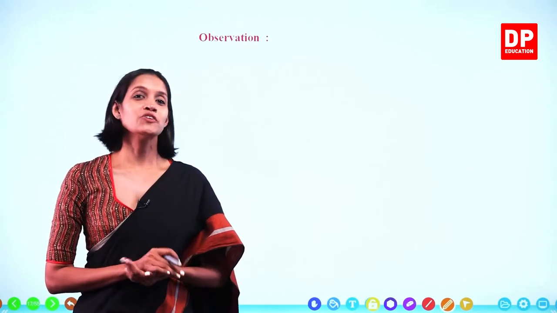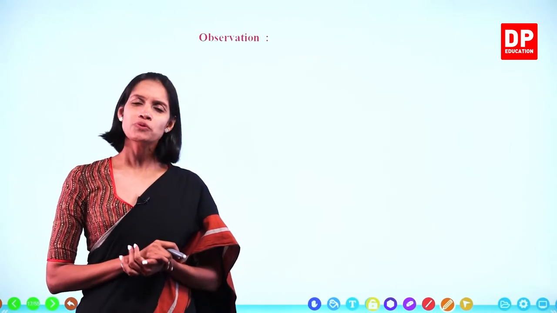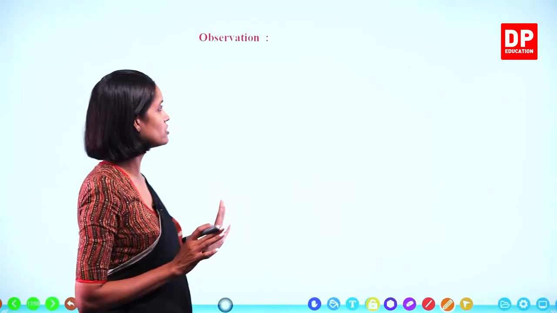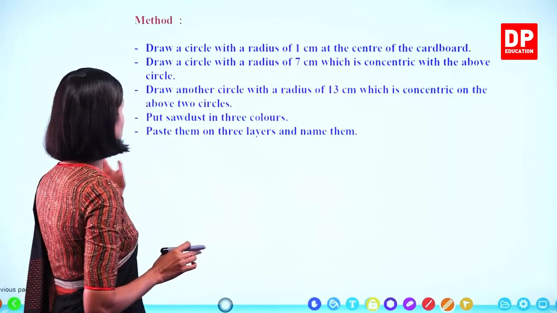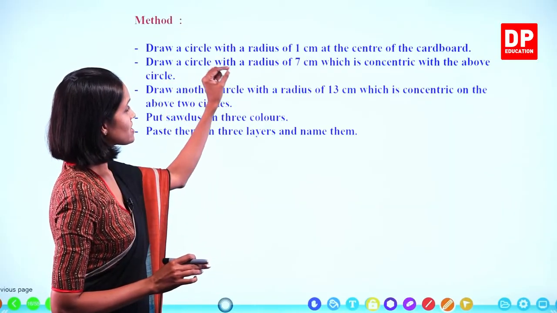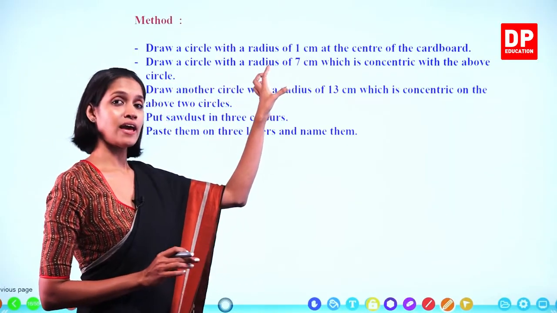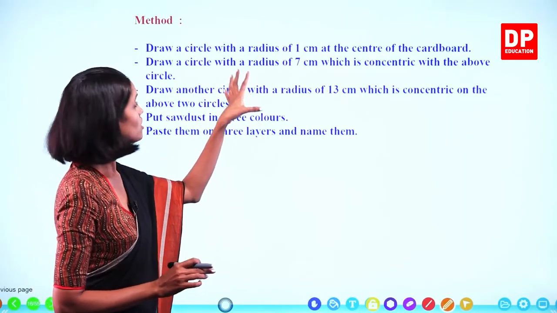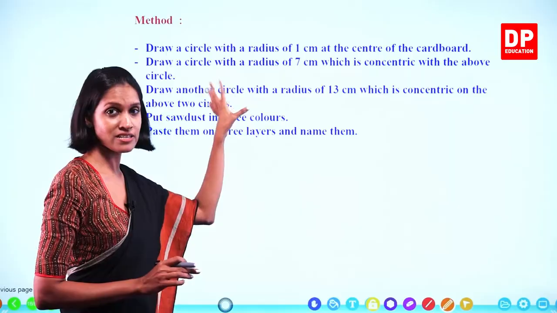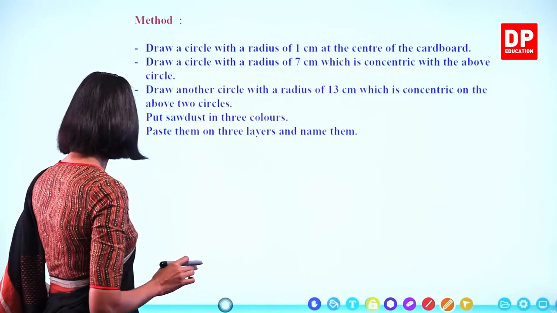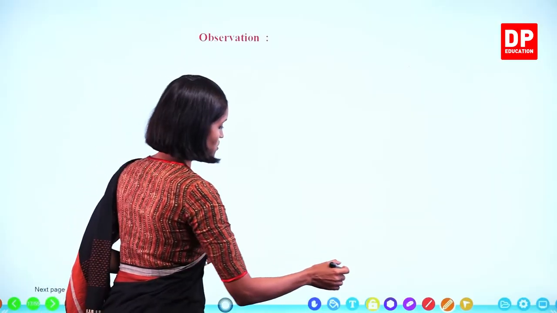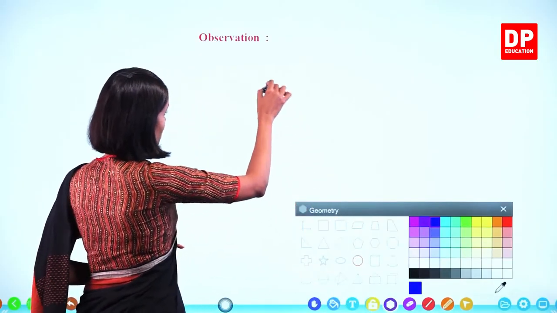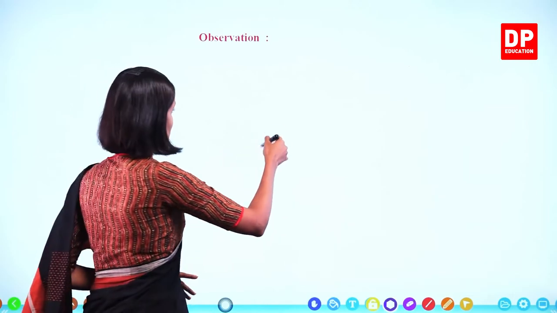Right, children. So you observed that activity. I hope you all have done that activity at home, because this is a very easy activity to do. So there we drew three circles with the same center, right? And then we pasted that coconut refuse with three colors on each circle, each layer separately, right? So how did we observe it? I told you all that the picture is similar to the inner layers of the earth, okay?